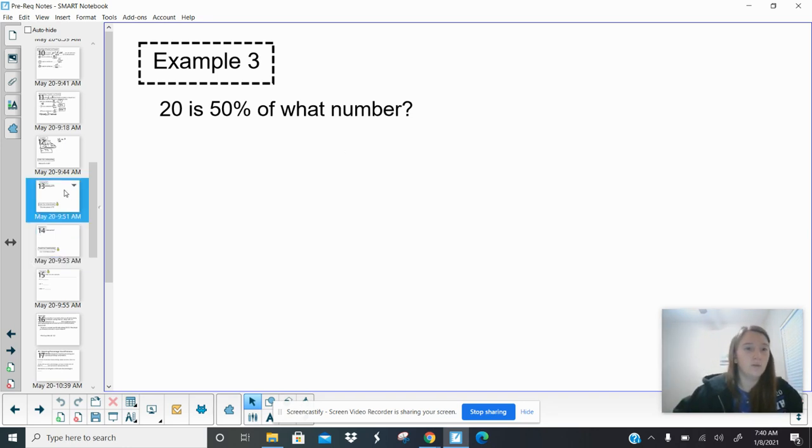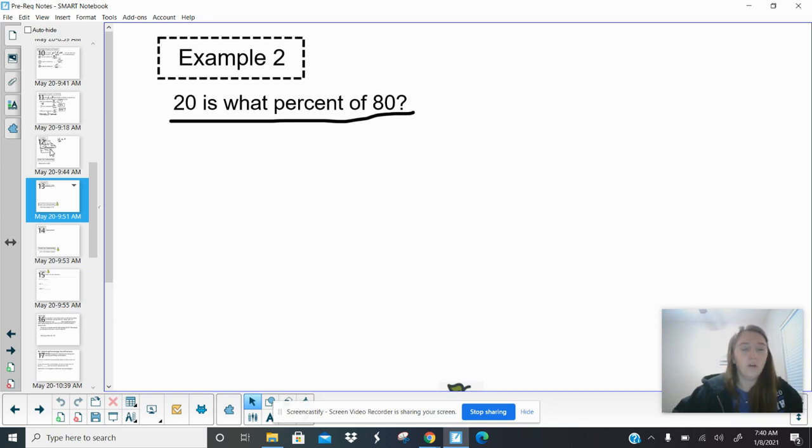So we kind of reviewed already, we're actually on this slide. We reviewed already in class what "is" and "of" represent, or what they translate to when we are writing our equation.